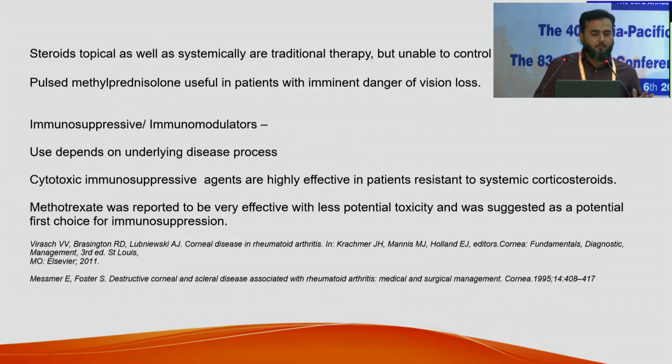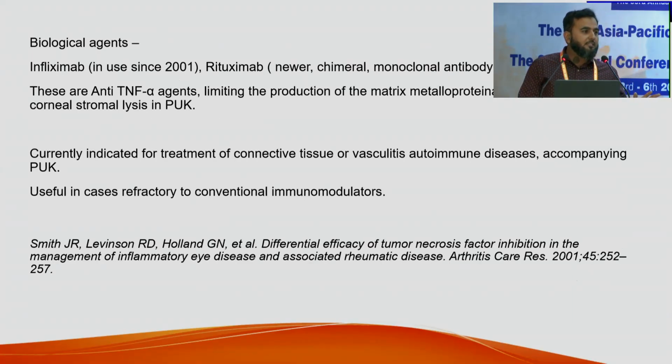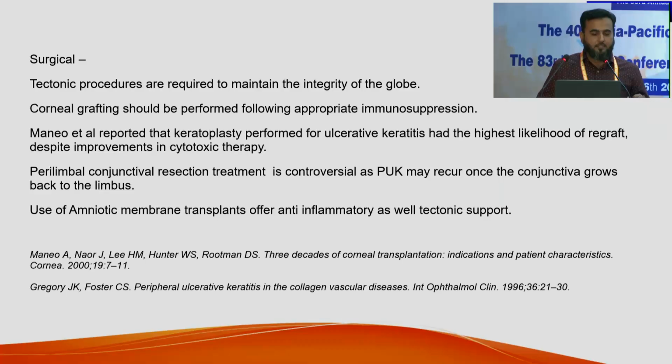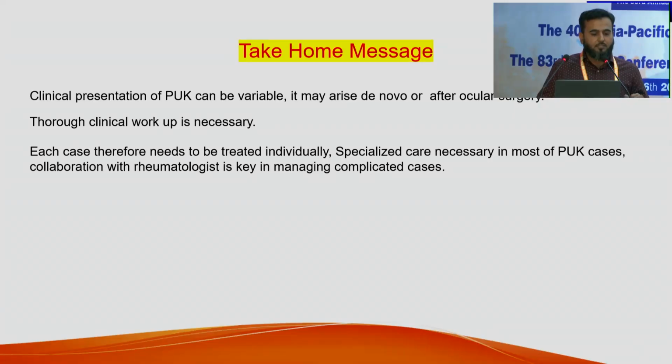So now to sum up, steroids are the mainstay therapy, but however, one should plan a long-term immunosuppression in such cases. And the biological agents, these are not new, and these are in use since 2001, and these are good in refractory cases. Surgical procedure, tectonic, you can do well, but you need to put the patient on immunosuppression. So my take-home message will be just that clinical presentation of PUK can be variable, and that should be a specialized care, and always these cases should be collaborated with a rheumatologist, because these patients definitely need a long-term immunosuppression. Thank you.